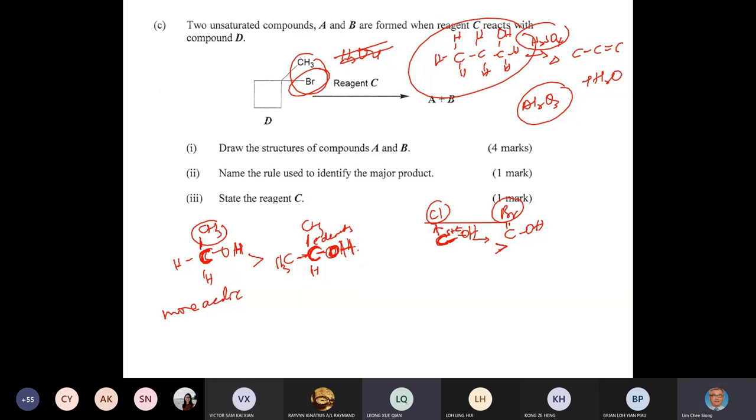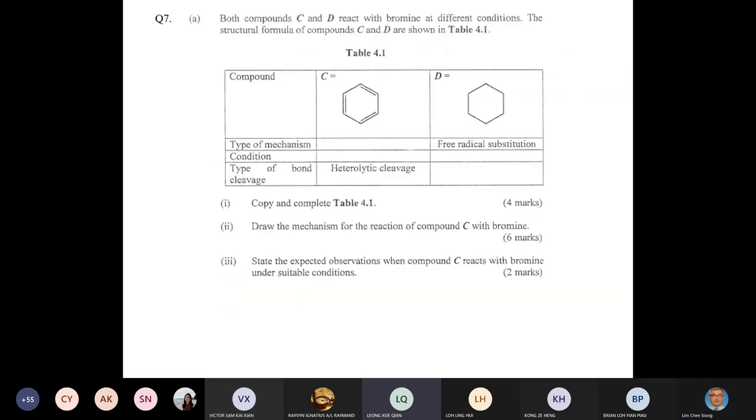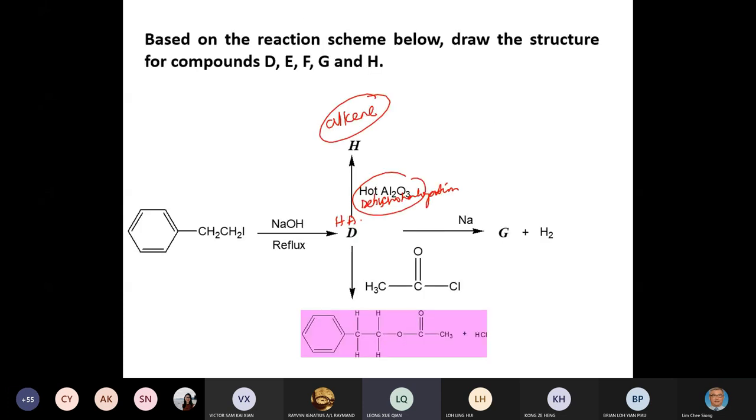Sir, go back to the next slide. Why is compound D a haloalkane but not the alcohol? Say it again. NaOH without ethanol? No ethanol? No ethanol. So the main thing is just OH negative to be substituted. Okay, so no ethanol, be careful. So that's why you have to refer to the medium during the reactions.